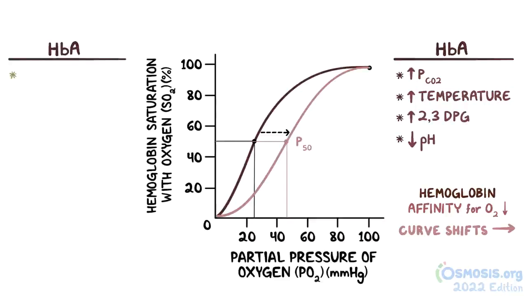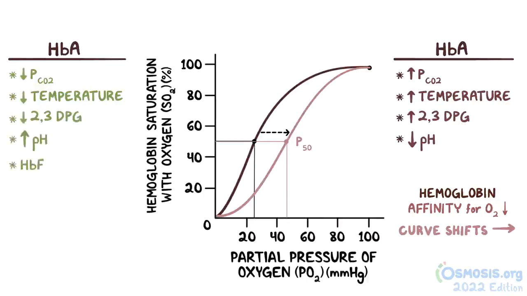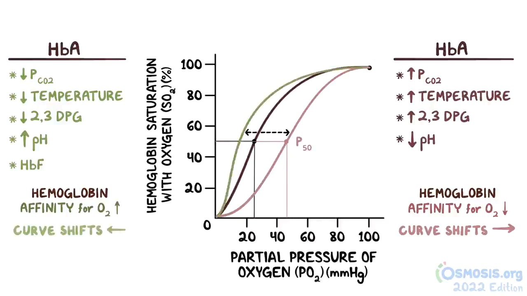On the flip side, when partial pressure of carbon dioxide, temperature, or 2,3-DPG are low, or pH is high, or we're looking at fetal hemoglobin instead of hemoglobin A, hemoglobin affinity increases, and less oxygen is unloaded in the tissues. The curve shifts to the left because a lower partial pressure of oxygen is needed to saturate hemoglobin.